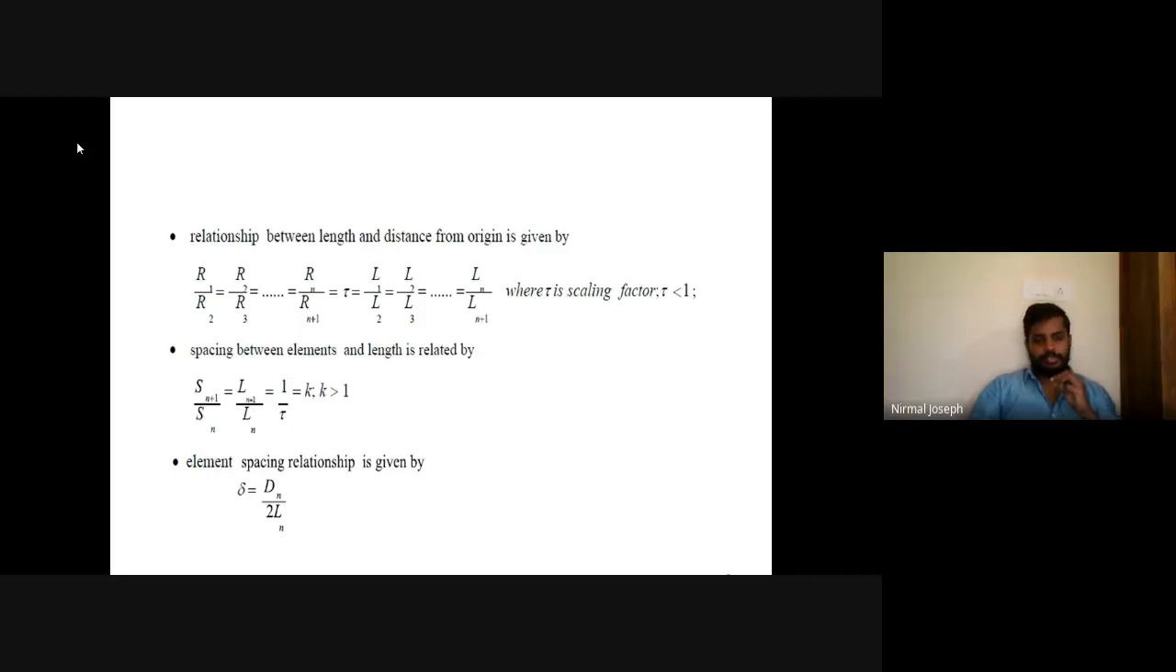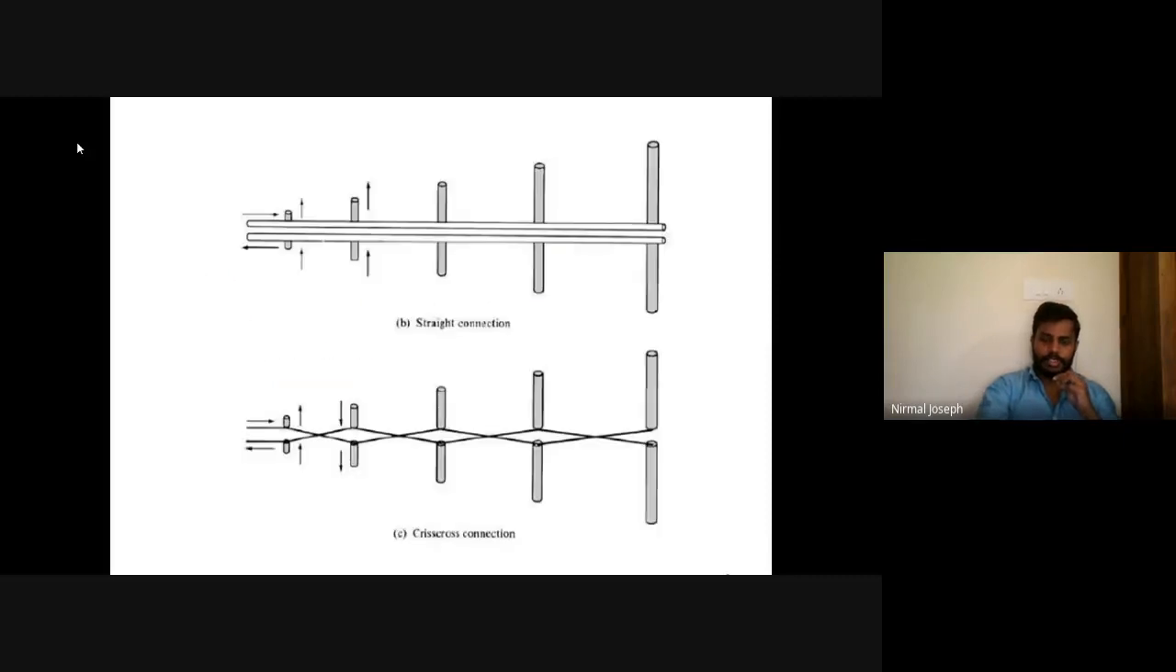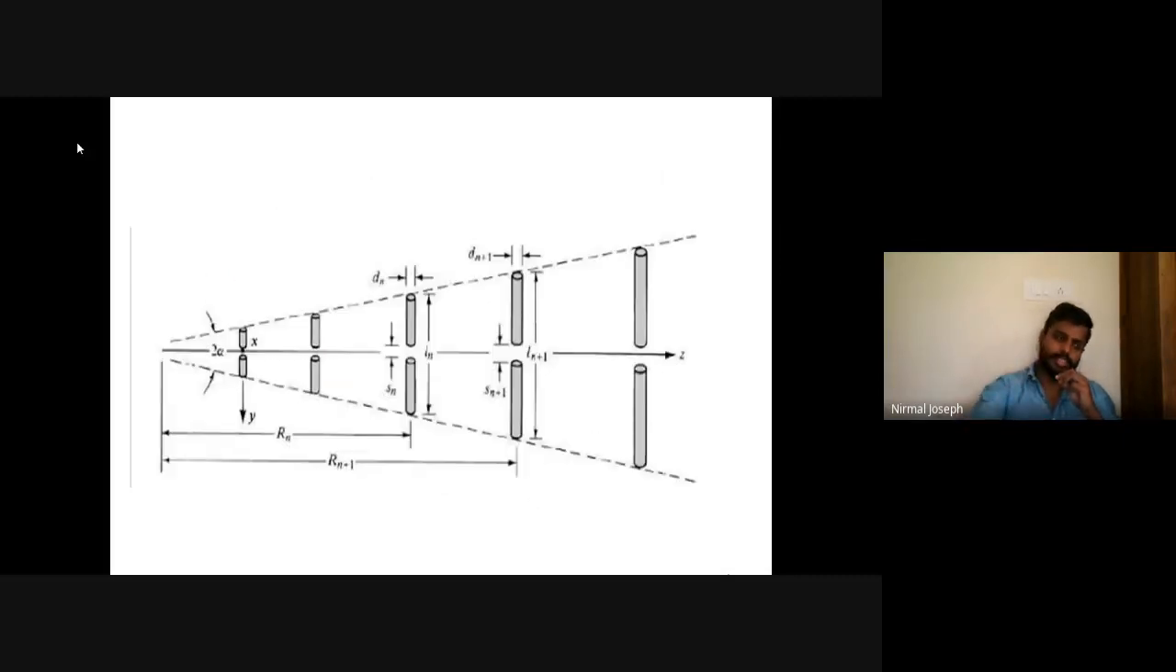This is also a very simple thing. As we already saw, Ln divided by Ln plus 1 is equal to tau. The inverse of that, Ln plus 1 divided by Ln, will be 1 by tau. That we can understand. Then how is it related to Sn plus 1 and Sn? For all these things, you just need to remember the image. Just remember the image.